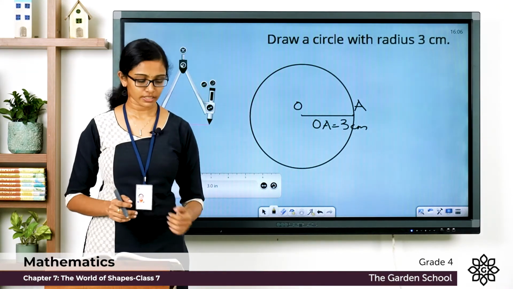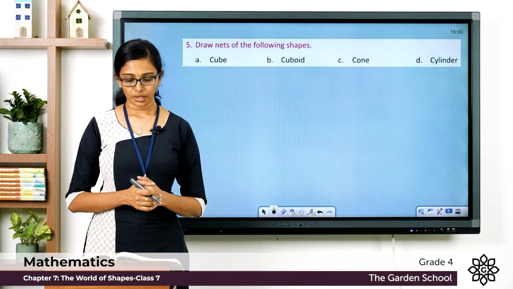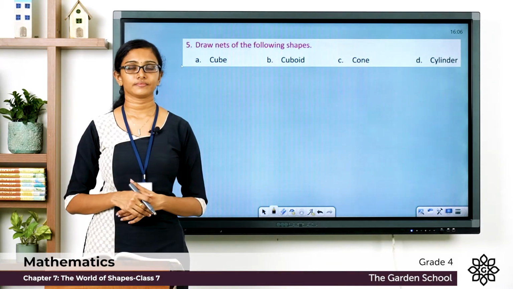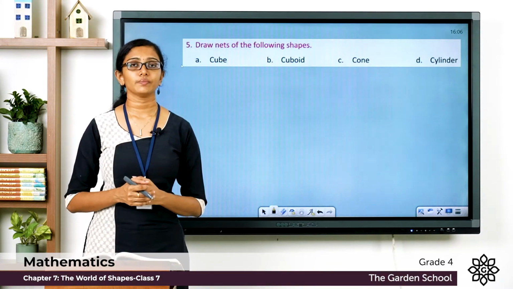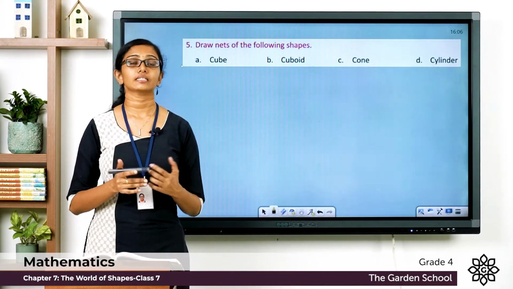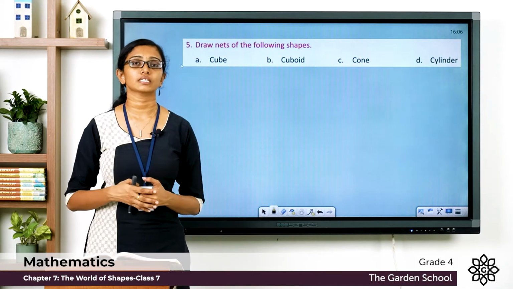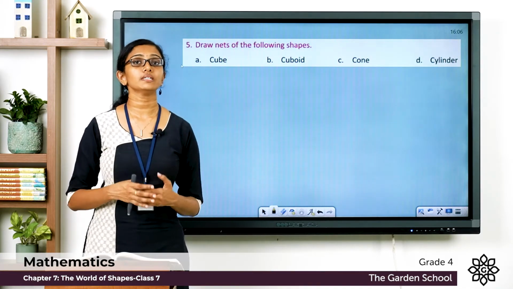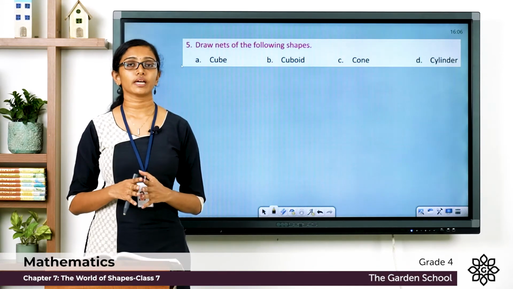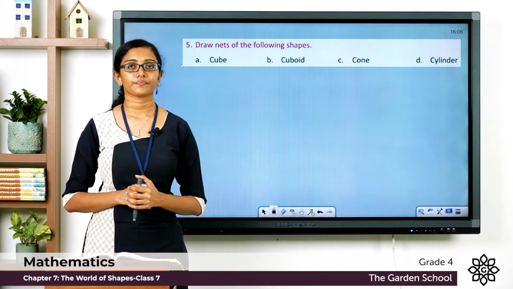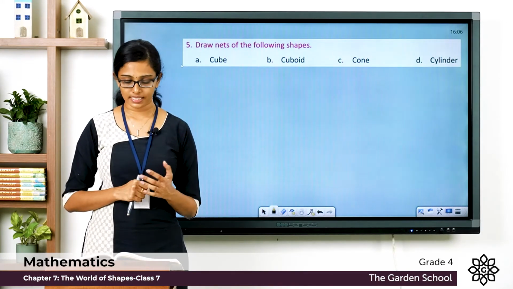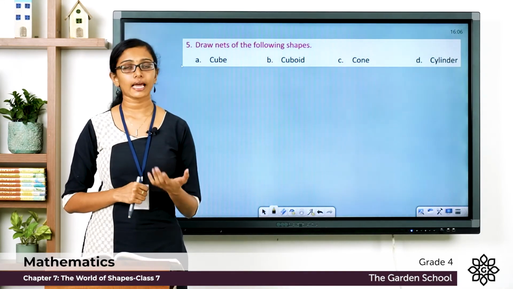Now let's move on to the next question. Question number 5. Draw nets of the following shapes. And what do you mean by a net? A net of a 3D shape is a 2-dimensional or 2D pattern that you get when you unfold the 3D shape or when you cut open the 3D shape. And we know for the same object you can have different nets. So here you are asked to draw the nets of different solids such as the cube, cuboid, cone and cylinder.